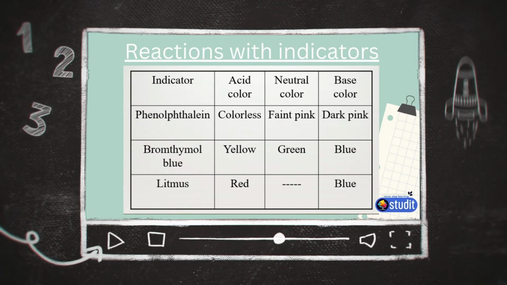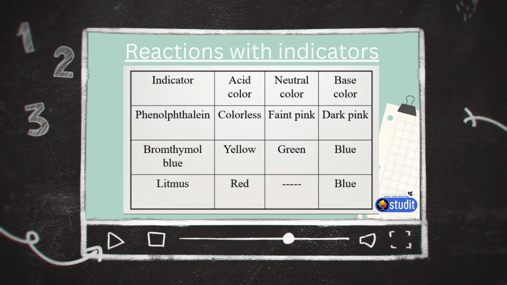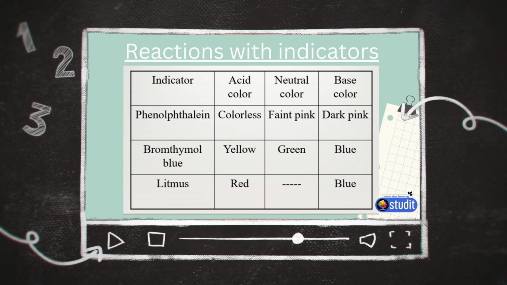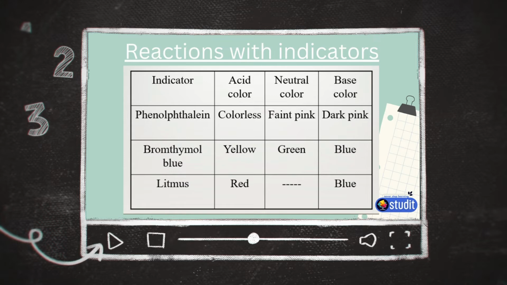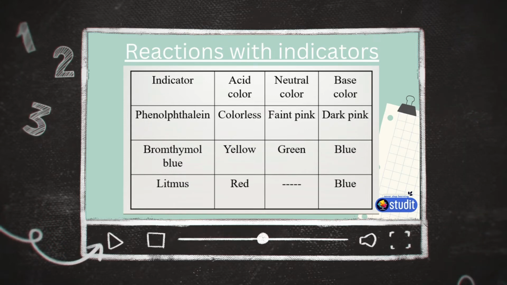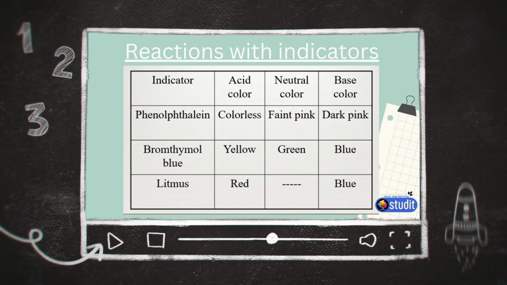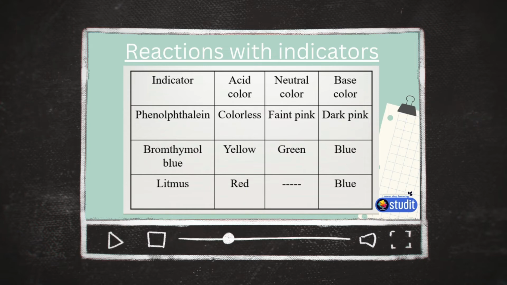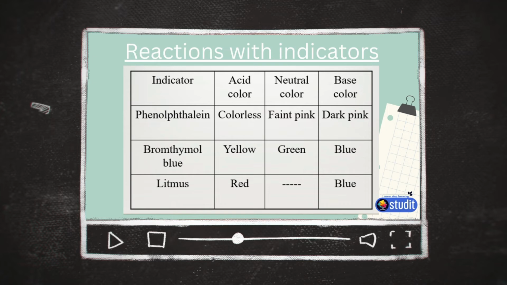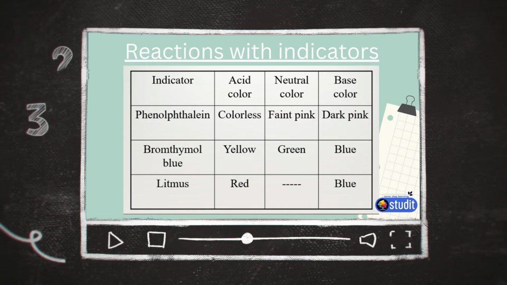Now there are some indicators. We use indicators to identify a substance as acidic or basic in nature. The first indicator is phenolphthalein. It is faint pink in color, but when it comes across an acid, it becomes colorless. When it comes across a base, it becomes dark pink. Bromothymol blue is green in nature, but when it comes across an acid, it becomes yellow, and when it comes across a base, it is blue.